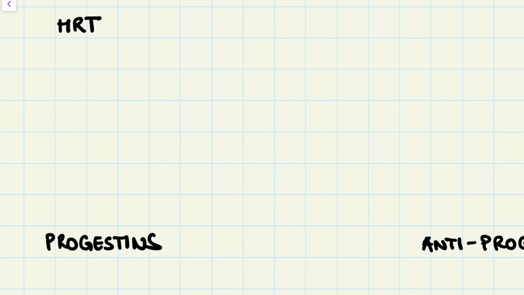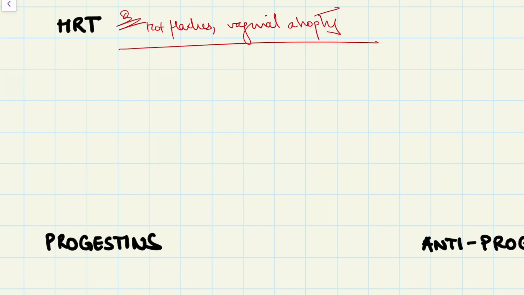Next, the hormone replacement therapy. It is used to relieve the menopausal symptoms, that is the hot flashes and vaginal atrophy. This question was also asked: HRT is used in all of the following except. So this is the answer, because in vaginal atrophy we give topical HRT, that is topical estrogen creams, right? Then it is also used in osteoporosis, as estrogen decreases the osteoclastic activity.